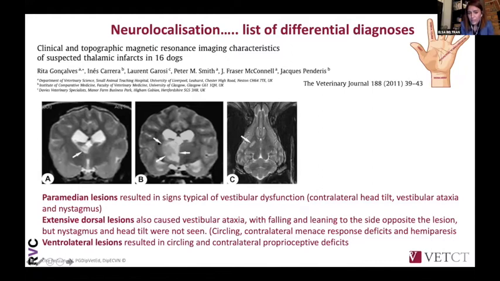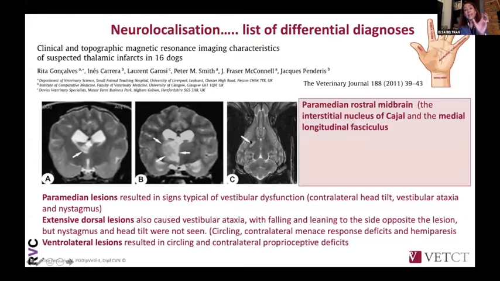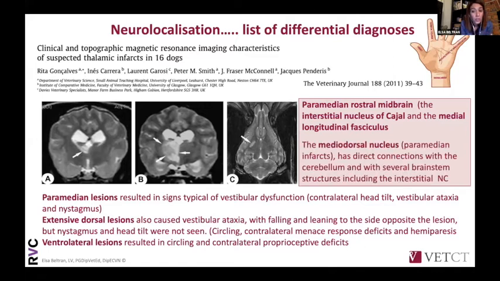Sometimes extensive dorsolateral lesions can also affect it, and it is less common with a ventrolateral lesion. But it's also seen that the majority of these cases had lesions that were extending to the midbrain, and then if we see affection of an area called the interstitial nucleus of Cajal and also the medial longitudinal fascicles, we can see association with vestibular signs. So don't be surprised if we have vestibular signs and the lesion is mainly affecting the level of the thalamus.